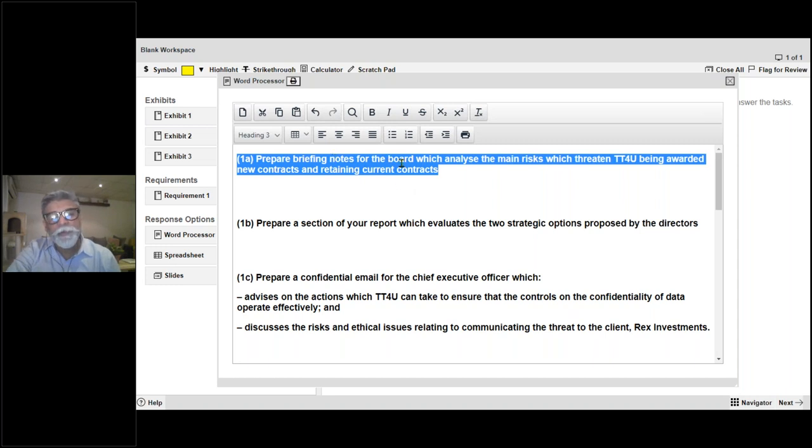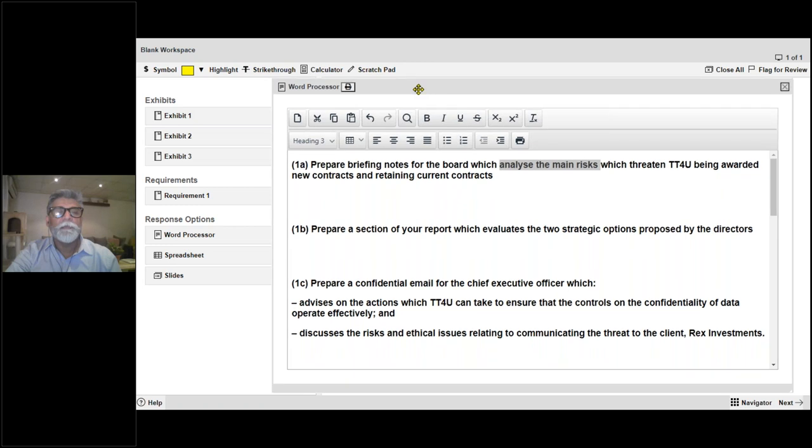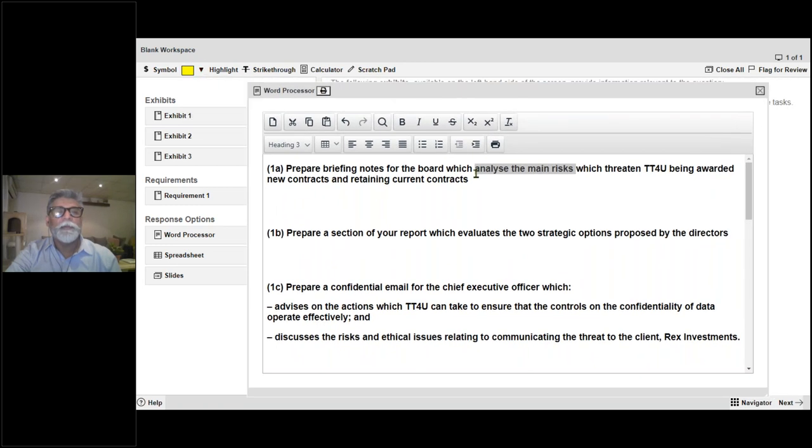1A says, prepare briefing notes for the board which analyzes the main risks which threaten TT4U being awarded new contracts and retaining current contracts. Analyze the main risks. Okay, I'm not able to highlight, probably because it's a Word document. Okay, analyze main risk. Keep in mind that when we are reading the case, one of the questions is to analyze the risks which the business faces.